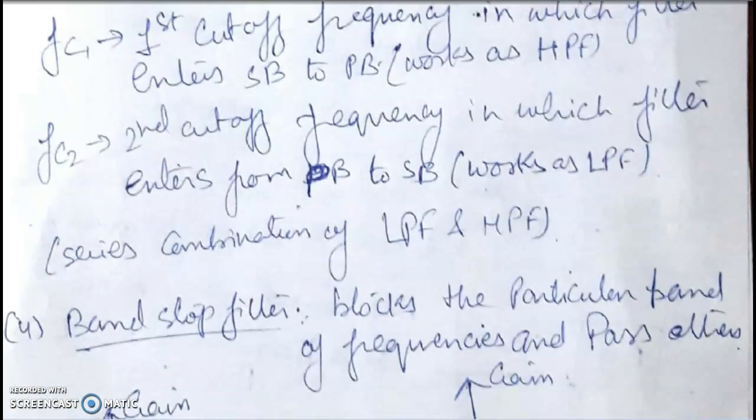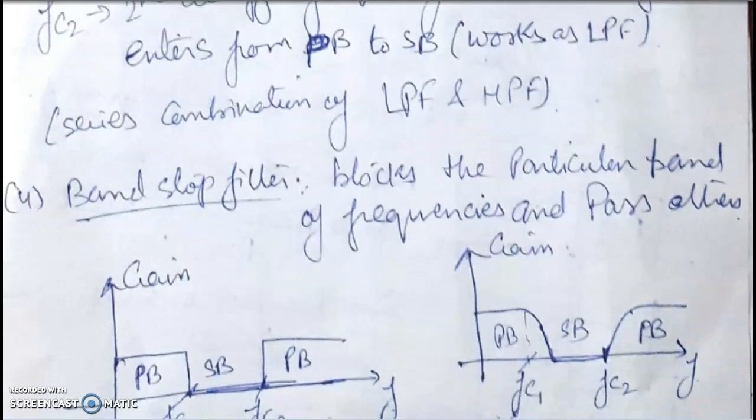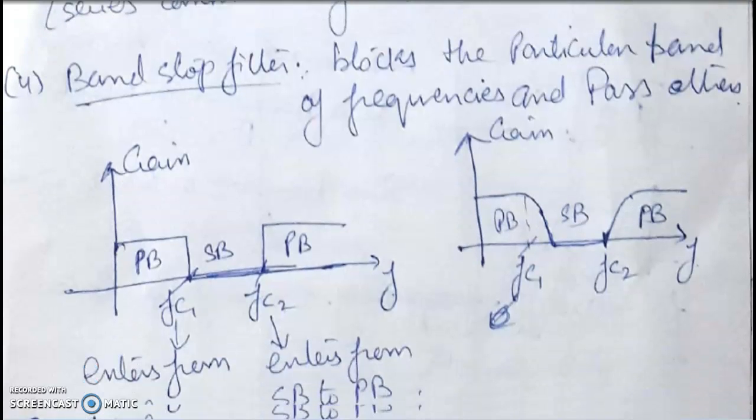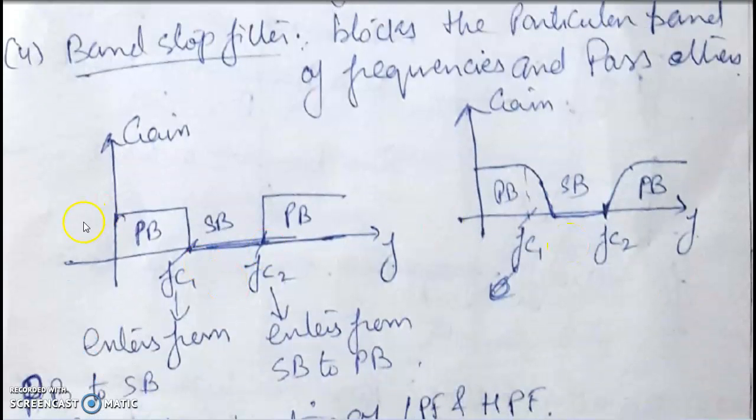Similarly, band stop filter, this is also known as notch filter. So this filter, as the name indicates, will block a certain frequency range and pass all others. So the characteristic must be like this. It should block a certain frequency band and pass all other frequency signals. So again two cutoff frequencies will be there, because in this case, in this band it is passing the signal, in this band it is stopping the signal, in this band it is again passing the signal.